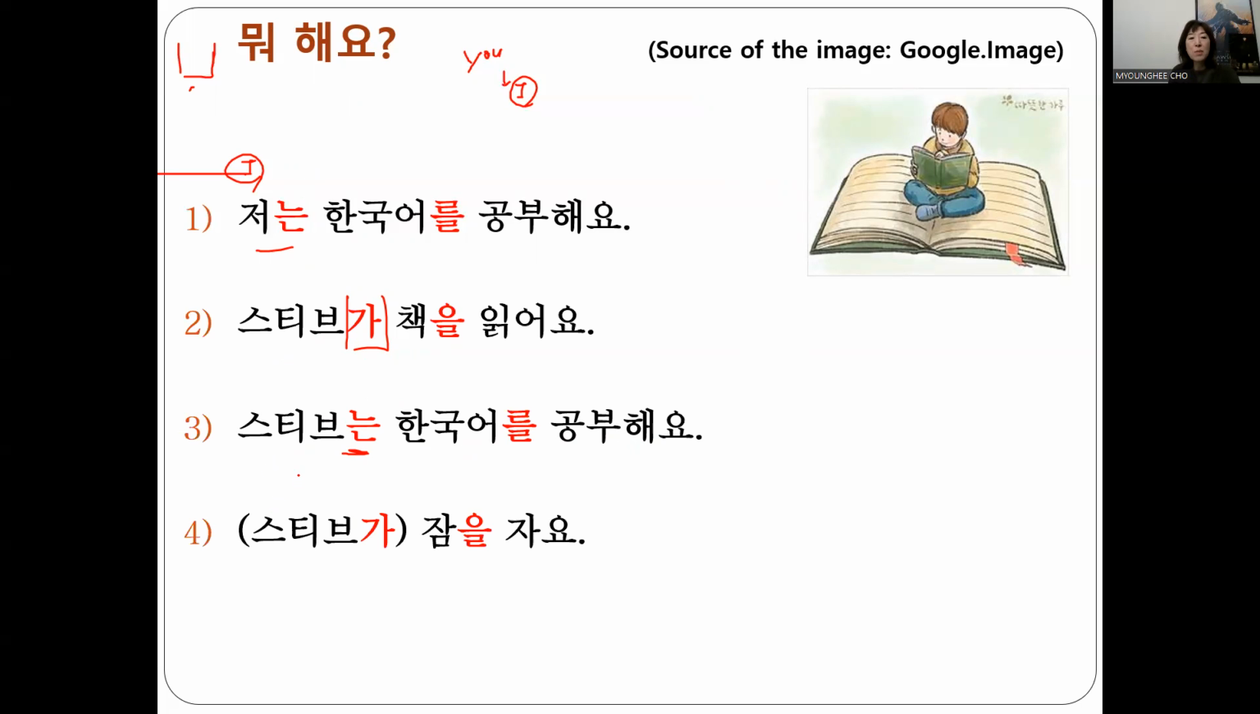Or Koreans often drop the subject, right? So you can say Steve가 잠을 자요. Steve is sleeping. Or if the question was directed to the other person, you, then you can drop this one too. 저는 한국어를 공부해요. Or 한국어를 공부해요. Either one is okay.